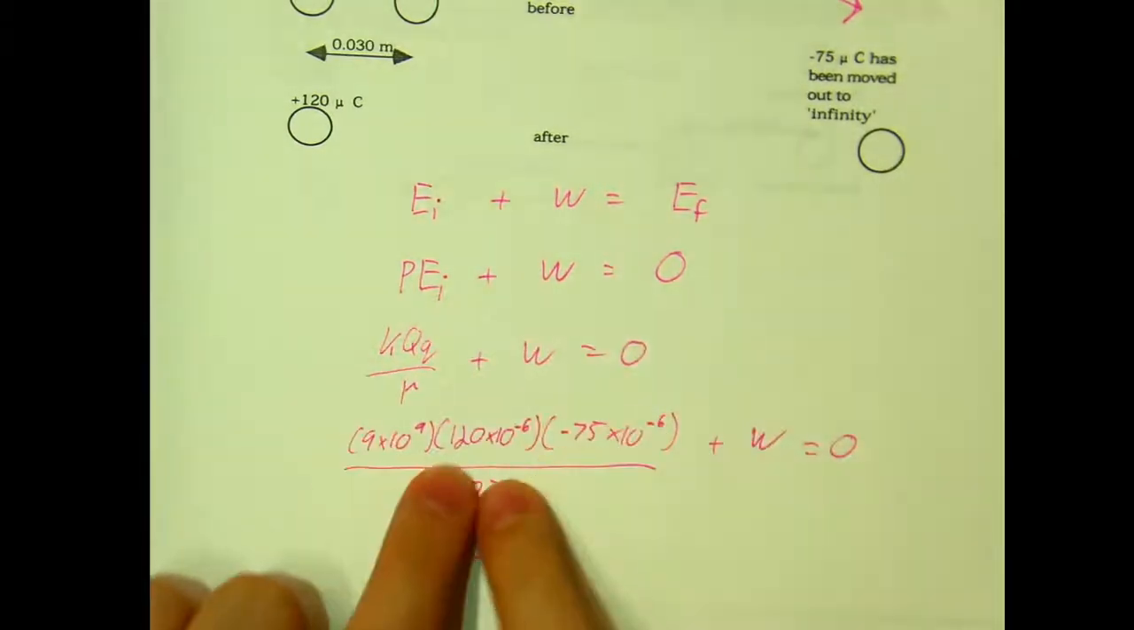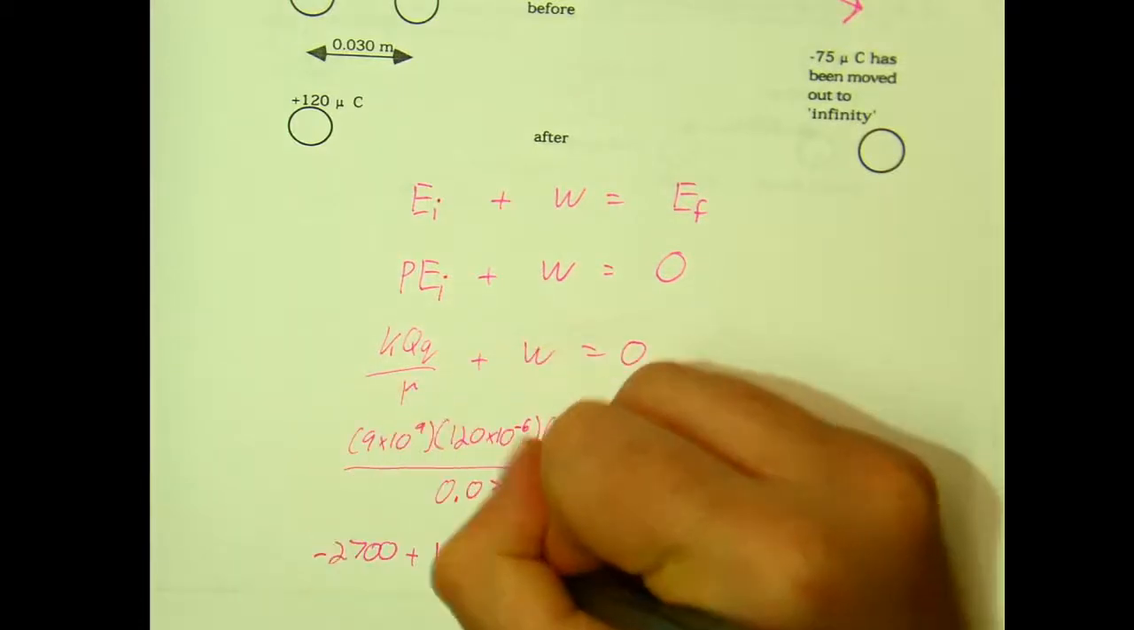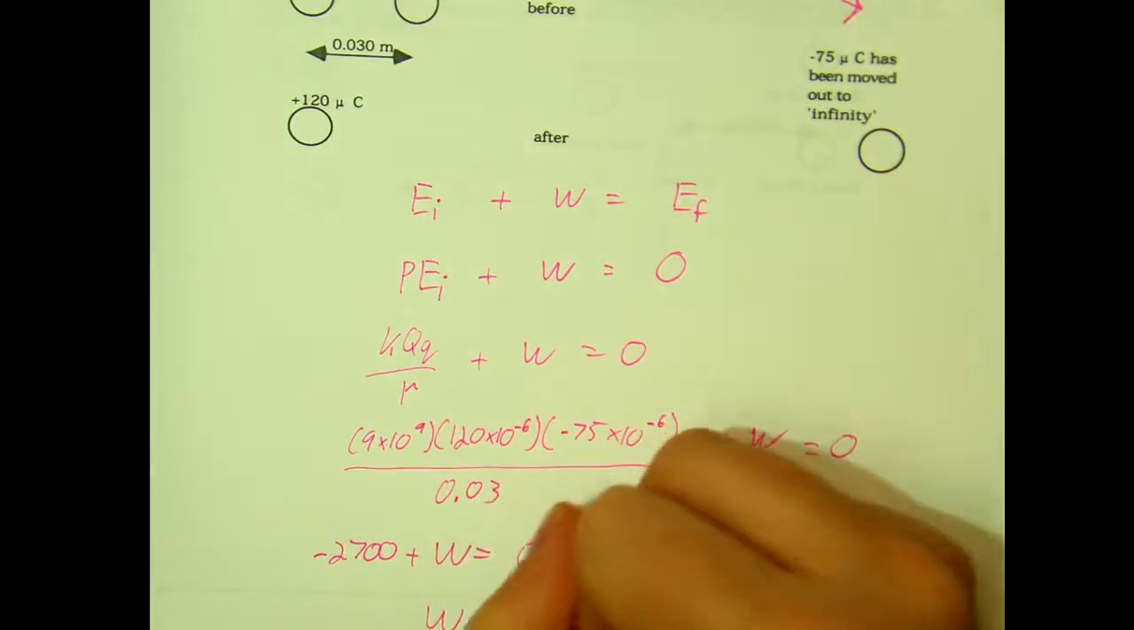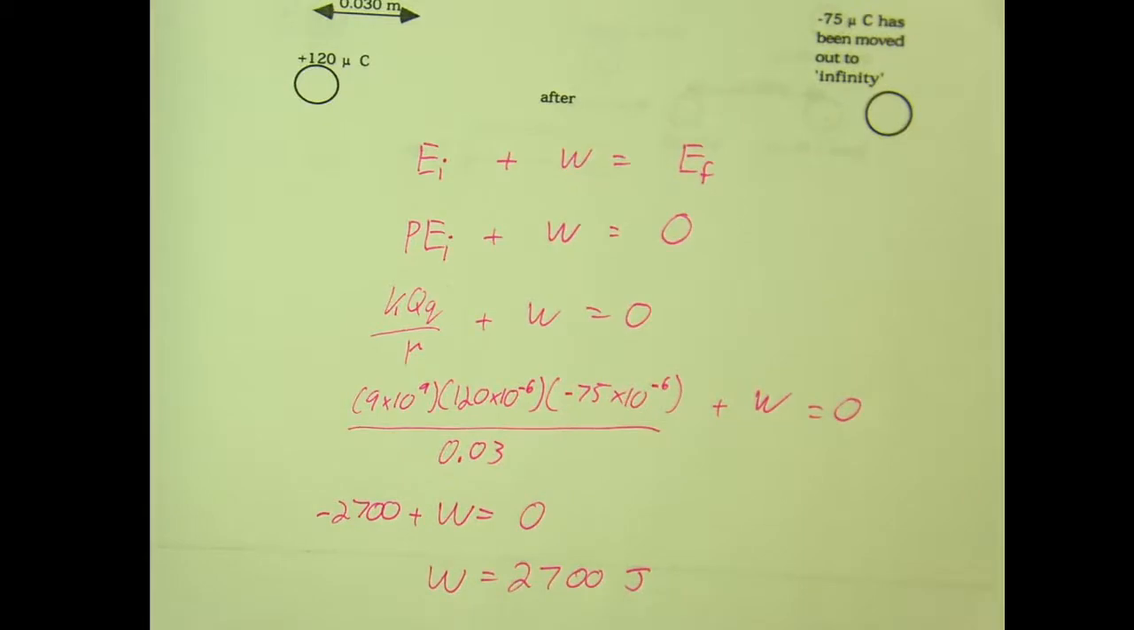If you calculate this, this is negative 2,700 plus W equals 0. So we add that over, and we get positive work. We had to add energy to the system to pull them apart. We get 2,700 joules. So by incorporating the signs on the charges, we're actually able to accurately reflect whether work is being added to or taken out of the system.